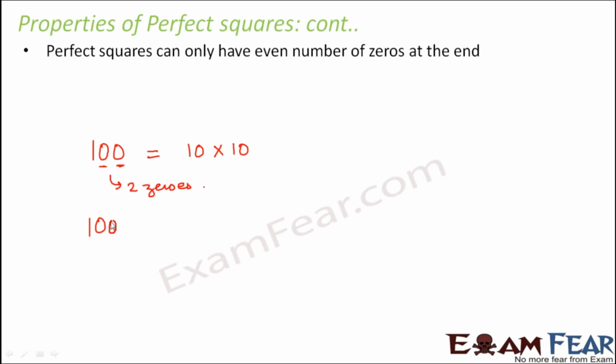Now let's take another number which ends with 0, but this time there are 3 zeros. So you do not have an even number of zeros. This 1000 can be written as a product of 100 into 10. So are they two similar numbers? No, they are not. Like in this case 100 can be written as 10 square. But 1000 cannot be written as 10 square or 100 square, because 10 square would be 100 and 100 square would be 10,000. So there is no number whose square is 1000. So 1000 is not a perfect square.